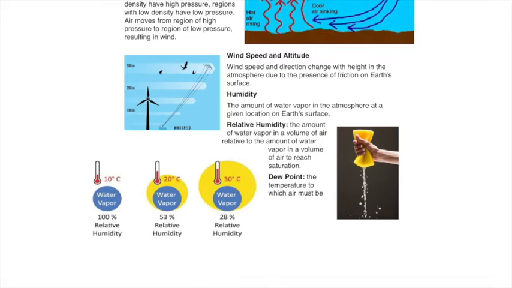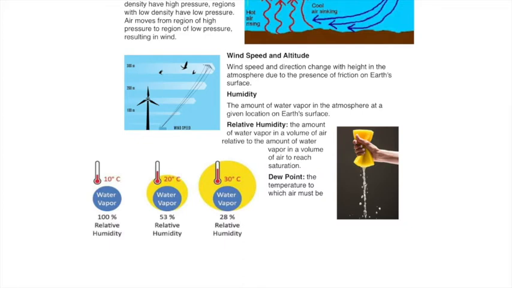Okay? So for instance, let's imagine, I put a sponge here as a picture. If you have warm air, it can hold a lot of water. So think of the sponge as being bigger. Okay? If you have cooler air, it can't hold as much water. The warmer the air, the more water it can hold. So I think of this cooler air as having a smaller sponge. And then the cold air is even a smaller sponge.